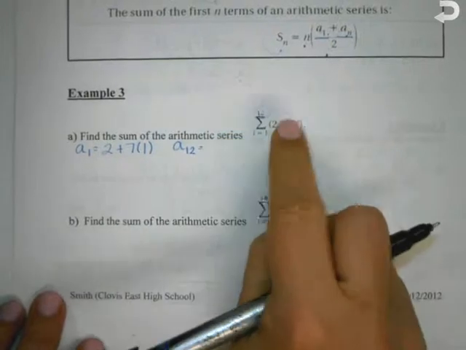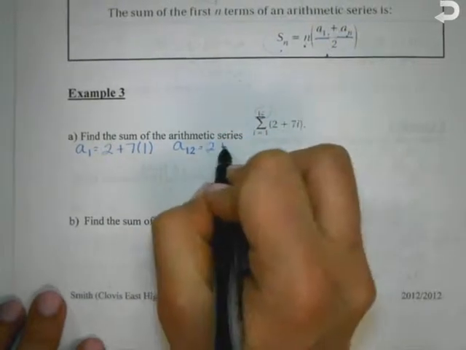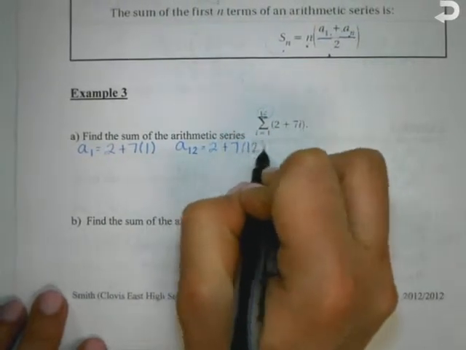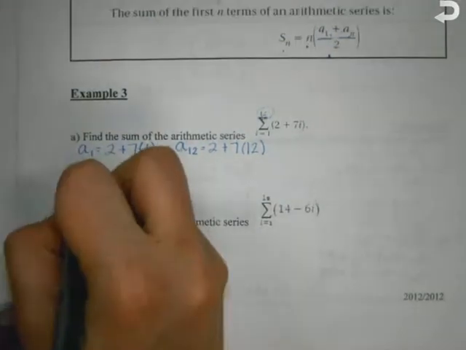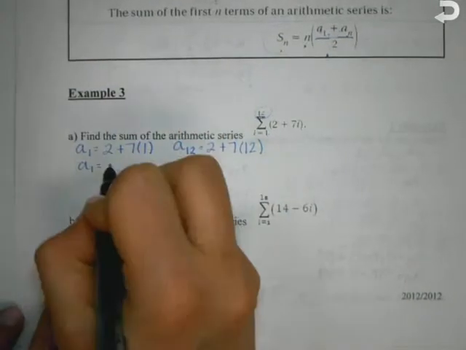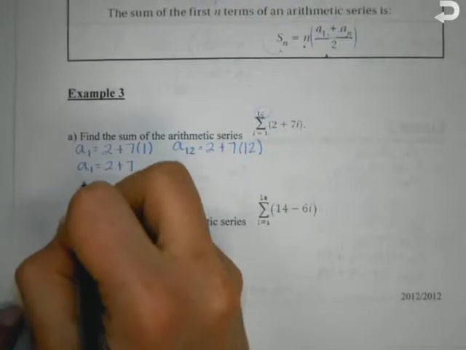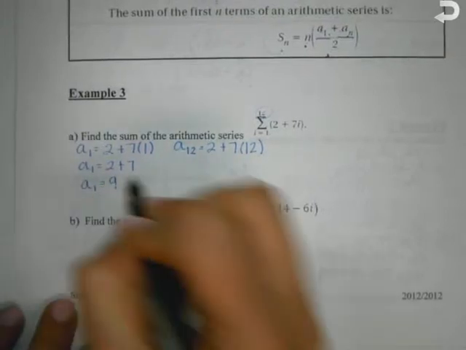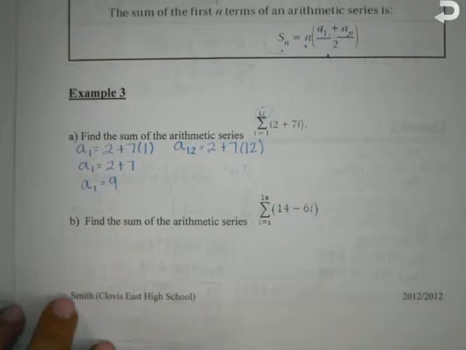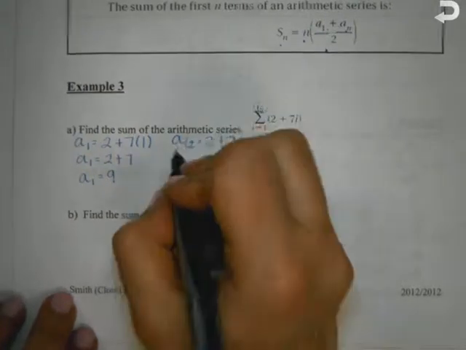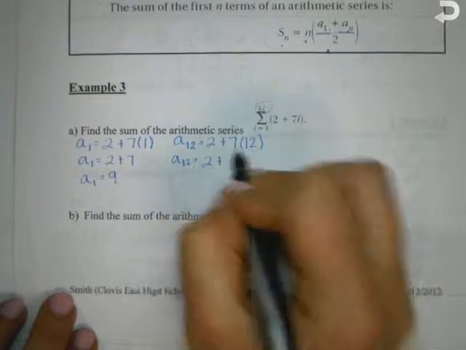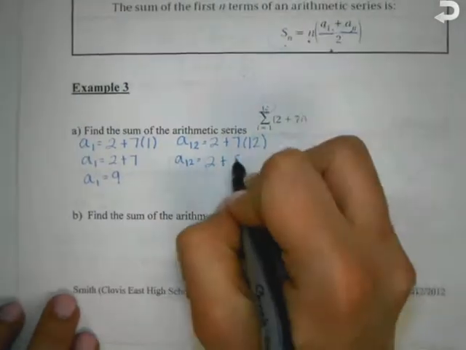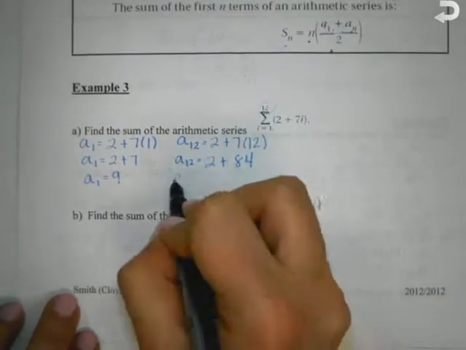So let's figure those out. A sub 1, 2 plus 7, so a sub 1 is 9. A sub 12 is 2 plus 7 times 12, which gives me 84 plus 2, so a sub 12 is 86. Okay, do I have everything I need now? Yes, so I'm going to use this formula.